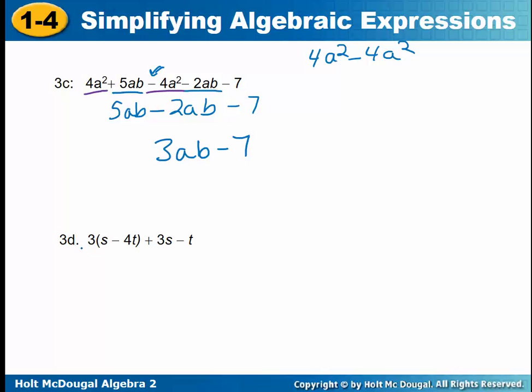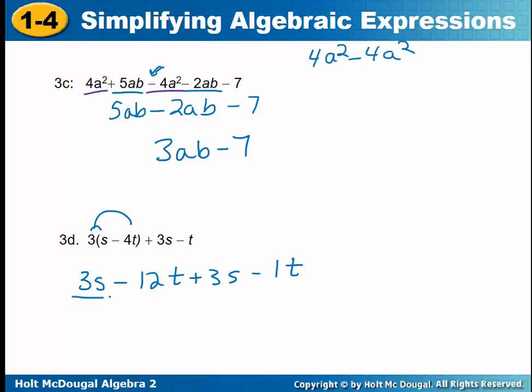Okay, this one is an example where you have to use the distributive property first. So we'll take 3 times s and then 3 times minus 4t. So we get 3s minus 12t, and then plus 3s minus 1t. I'm going to put a 1 in front of that t so I don't forget about it. And then we combine our like terms.